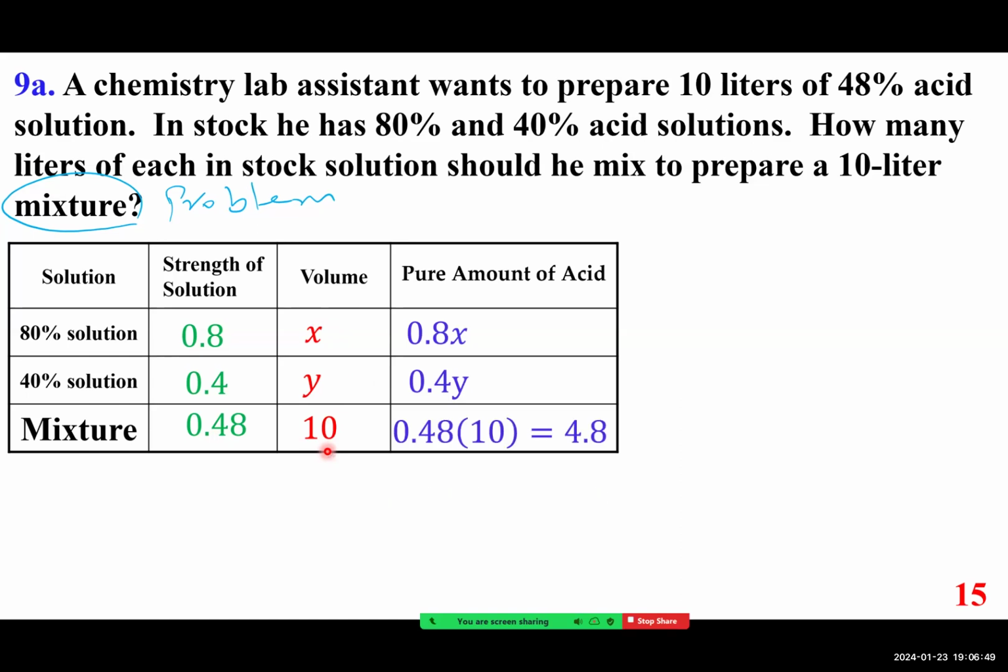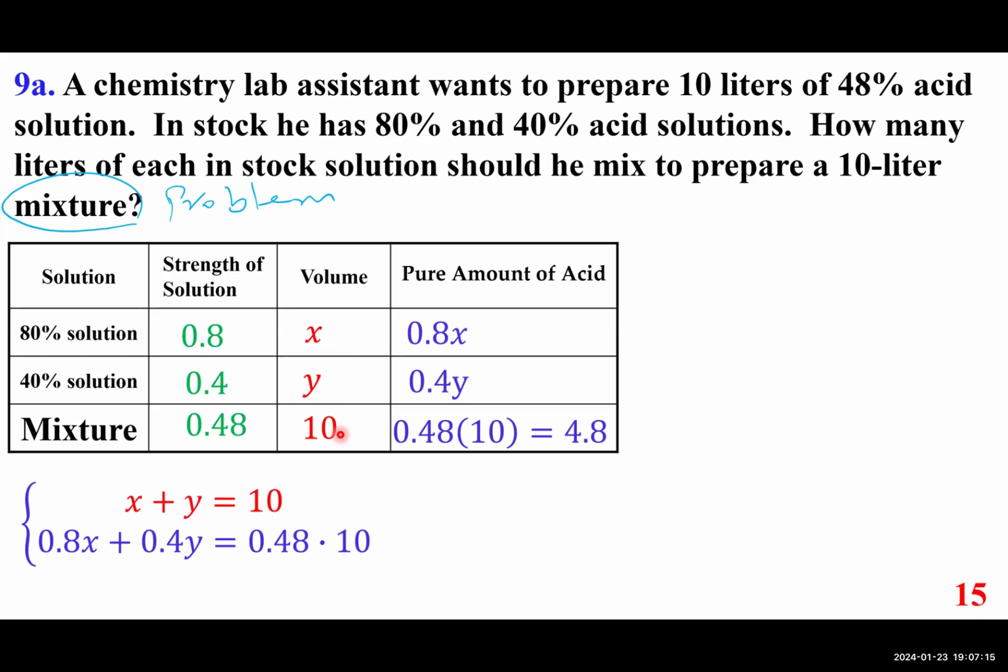And they must add up. The pure amount does not change. So these two must add up to this. And I hope you realize that the table really gives you the solution. So we have the system of equations: x plus y must add up to 10, and the pure amount must add up to 4.8.